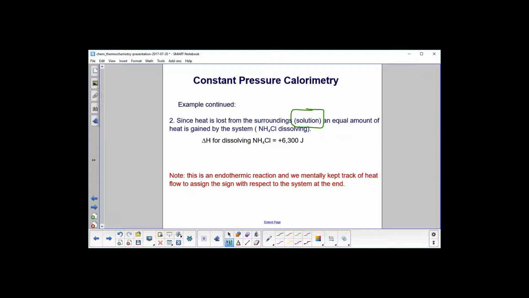We needed an equal amount of heat being gained by the system, and the system was the ammonium chloride dissolving. Therefore, the change in enthalpy for dissolving ammonium chloride is a positive 6,300 joules. This is an endothermic reaction, and we mentally kept track of the heat flow to assign the sign with respect to the system at the end. And you can go back a few slides to see the relationship of ΔH to endothermic and exothermic.